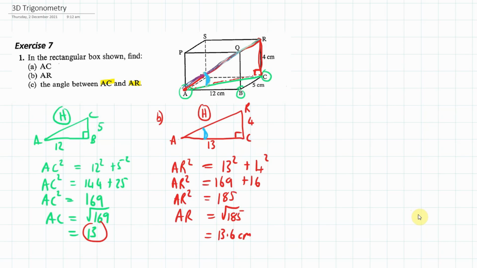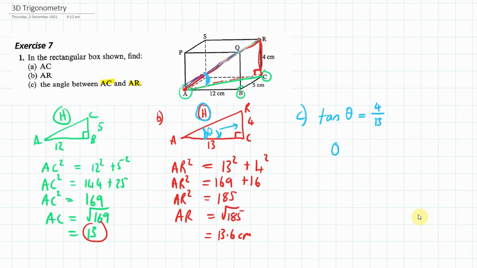So we could use right-angled triangle trigonometry here. We've got an opposite and we've got an adjacent, because this is our hypotenuse. So opposite adjacent is OA or TOA, so it's tan, and we'll call this angle that we don't know, let's be imaginative and call it theta, is equal to opposite, which is 4, over the adjacent, which is 13.